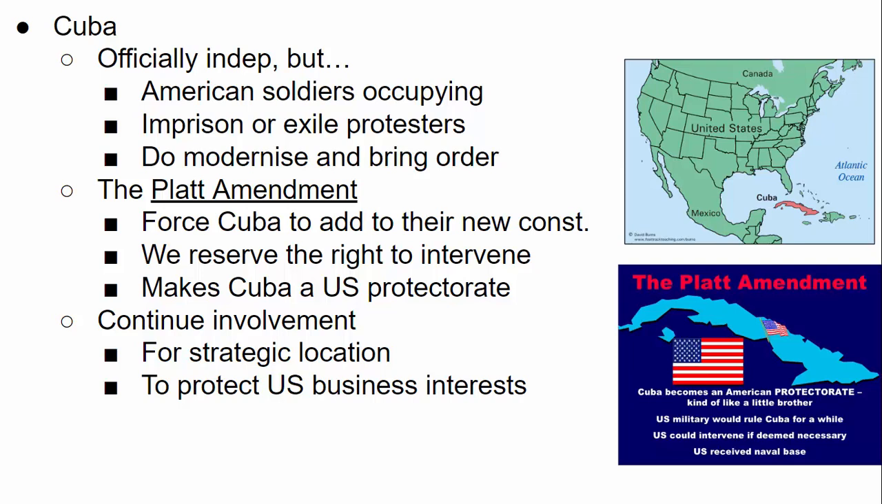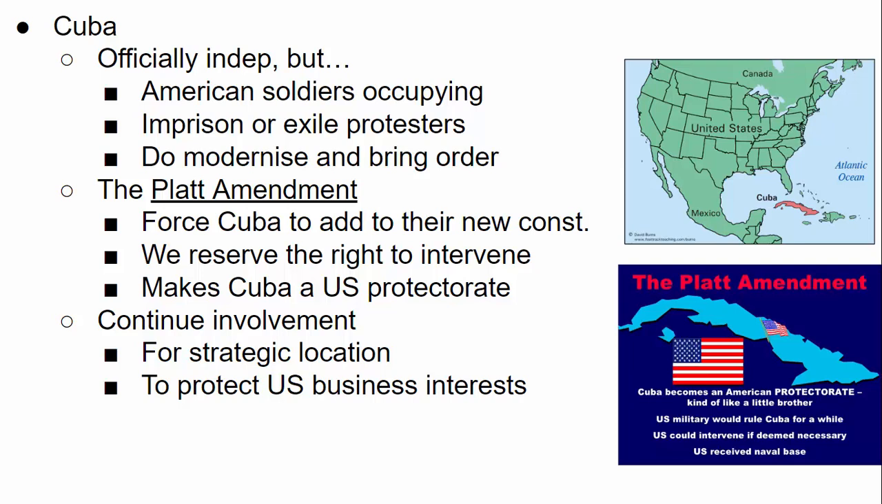The U.S. military would rule in Cuba for a while. We could intervene in certain economic and military and political affairs of Cuba if we felt like it was necessary for us to intervene to protect our interests. Okay, we also get to have a naval base on the island of Cuba, and that's what Guantanamo Bay is. Okay, Guantanamo Bay, which you'll sometimes hear called Gitmo, that is where a lot of terrorists and terror suspects are held, and they do not receive constitutional protection there because it's not actually in the United States. And so that's kind of an ongoing controversy that has really picked up in recent years.